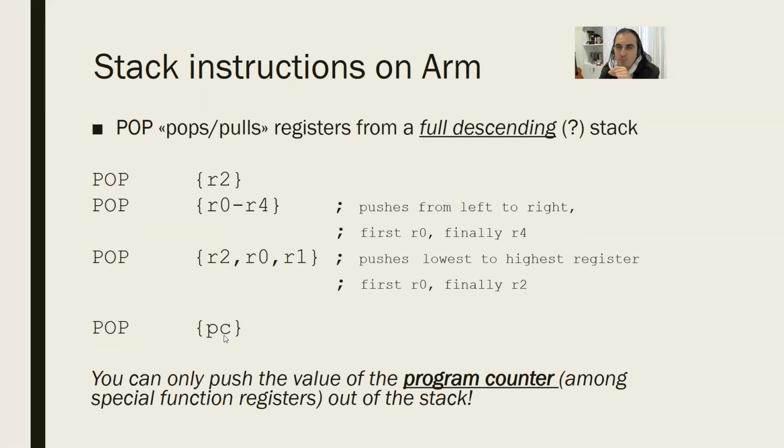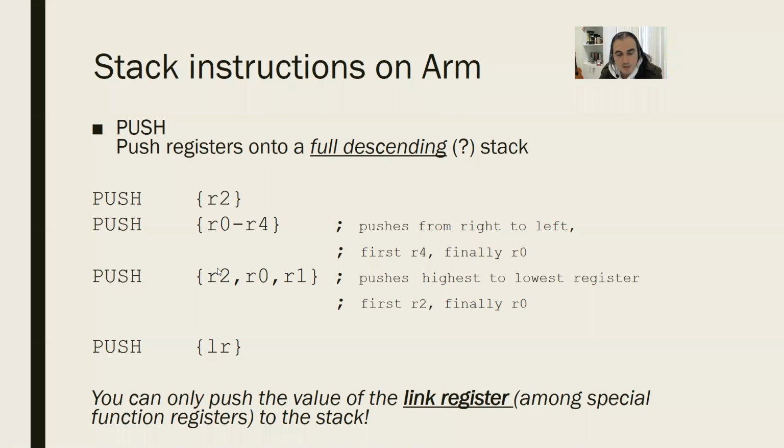While I was talking about push and pop, I told you that you can only push values from the registers. You cannot push values from the memory or somewhere else. Actually, I lied. There is an exception. You can also push the LR value as well. What does it mean to push the LR value?